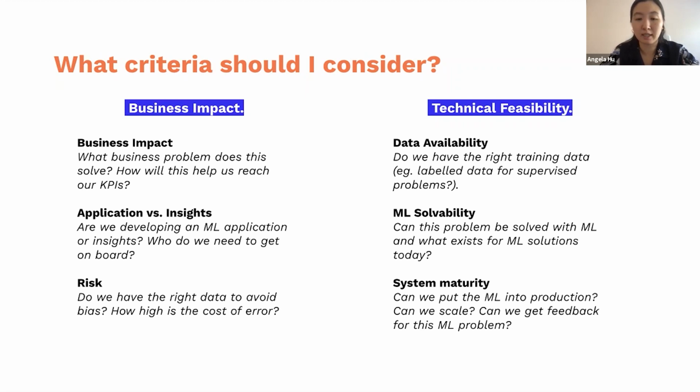The second piece that we often consider as well is ML solvability. So can this be a problem that will actually be solved by machine learning, and what exists in the solutions today? Typically we try to avoid problems that use extremely cutting edge technology within machine learning that hasn't been tried and tested before. A lot of the times, if you're using something that has been tried and tested, it can be a lot easier. And there are also some problems as well that just cannot be solved by machine learning.